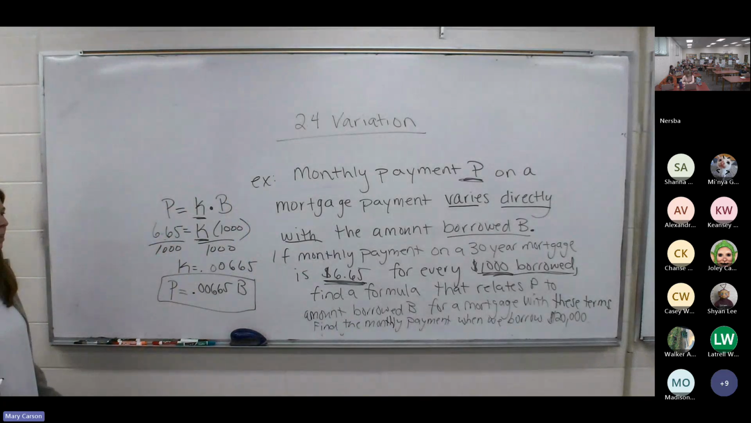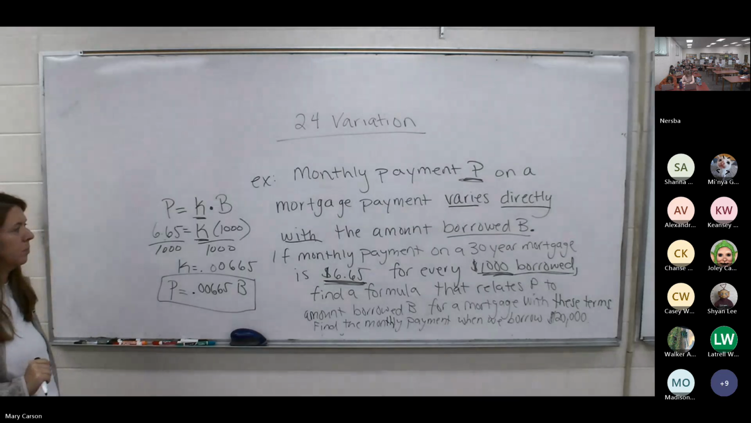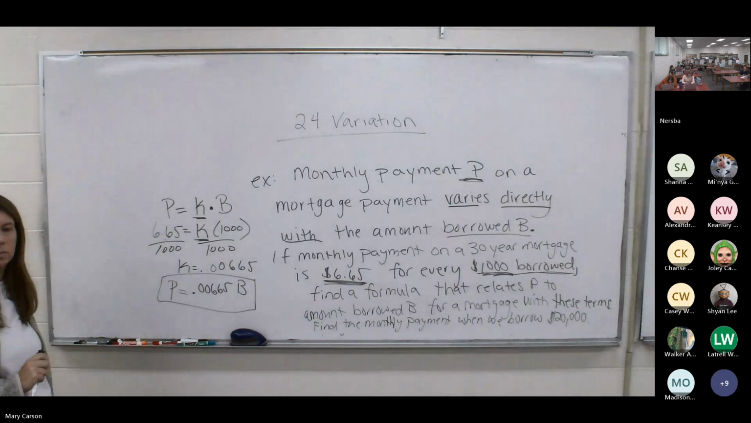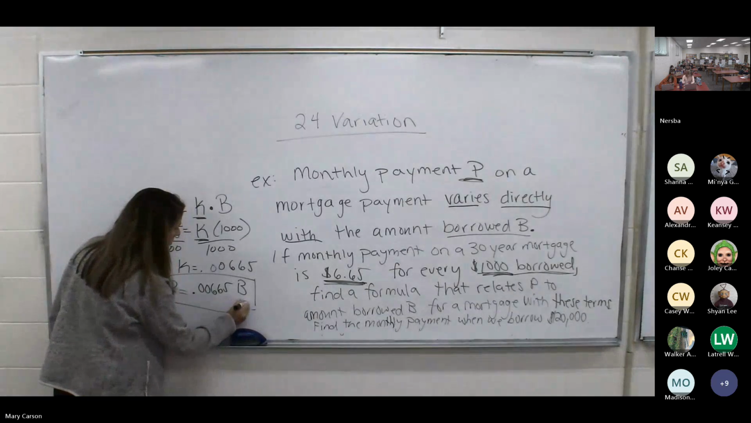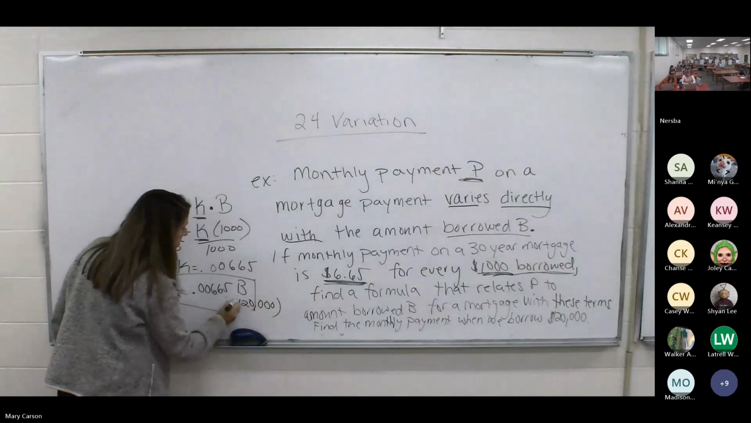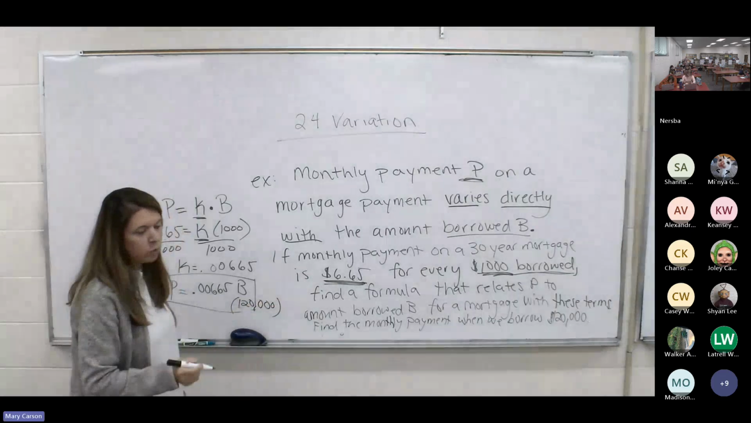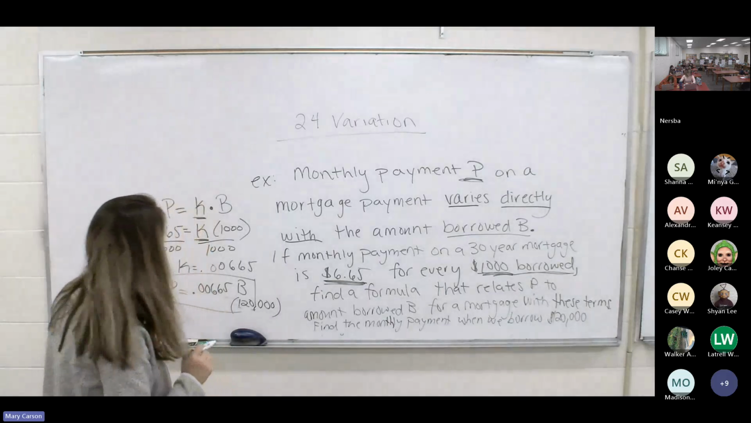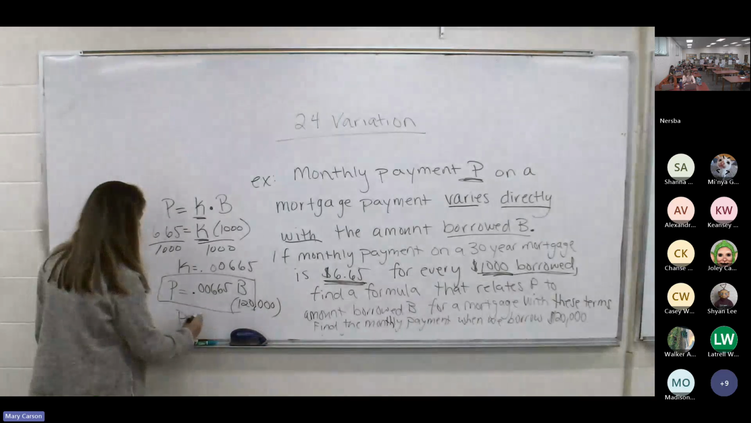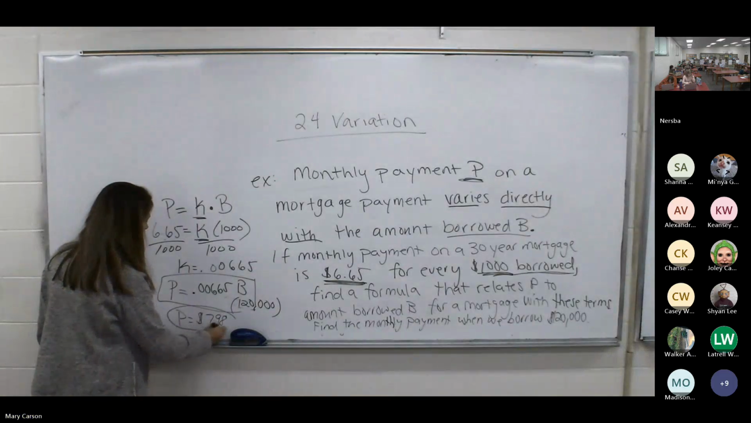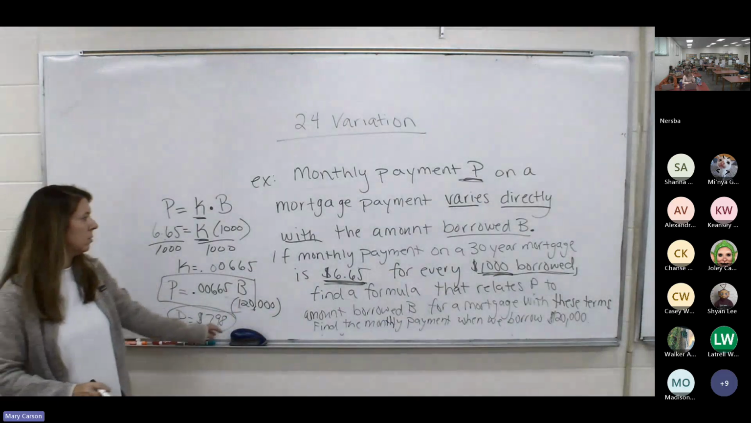Now, the second part says, find the monthly payment when we borrow $120,000. So what are we given? What does the $120,000 represent? The B. So now we take this and we plug it back in. That's why we need to know the formula. And when you do that, 120,000 times 0.00665, it's going to end up being what? P equals 798. So that's going to be your monthly payment.